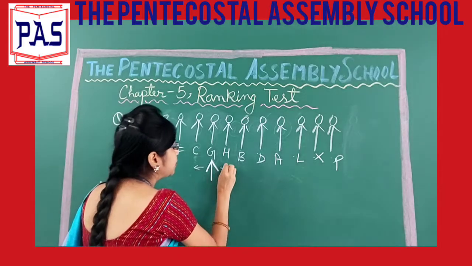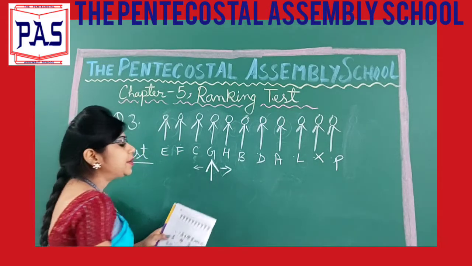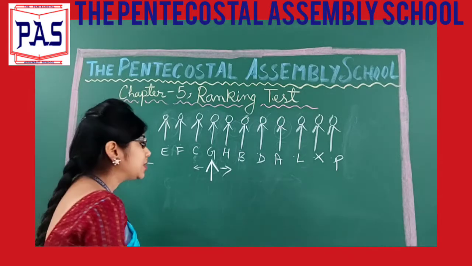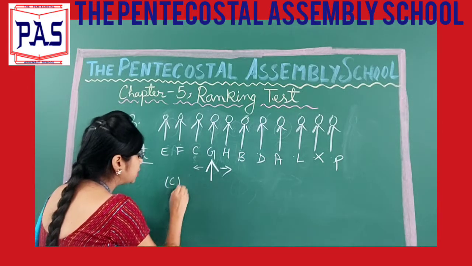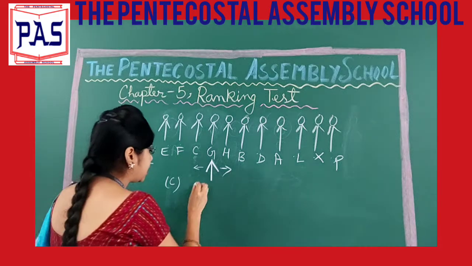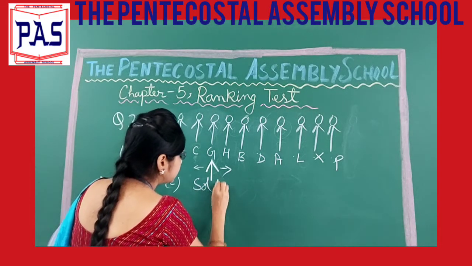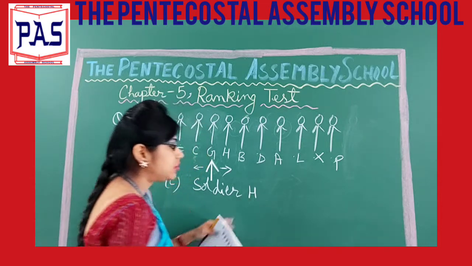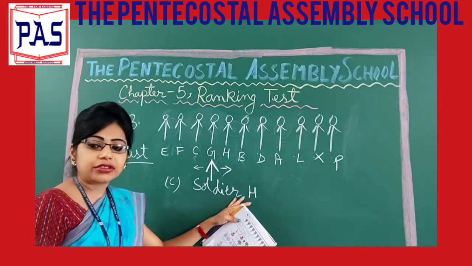So you can write here that your answer will be soldier H. In option C, you can see that your answer will be soldier H. Soldier H will be your answer for question number 3. Is it clear, children?